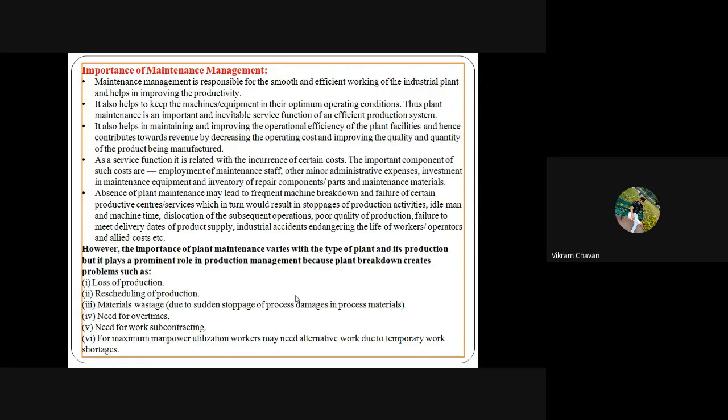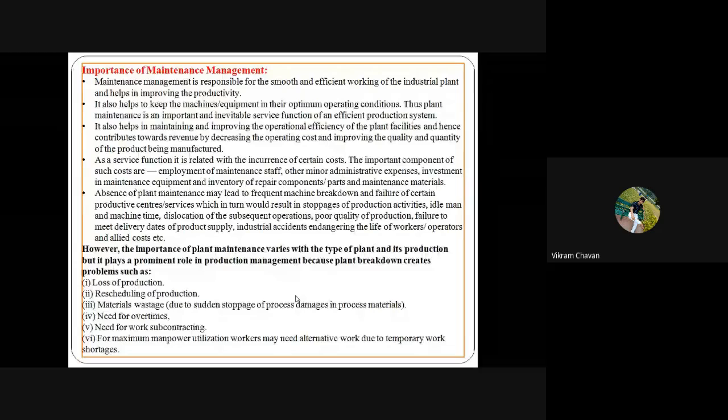Then absence of plant maintenance may lead to frequent machine breakdown and failure of a certain productive center's services, which in turn would result in stoppage of production activities, idle man and machine time, dislocation of the subsequent operations, poor quality of production, failure to meet delivery dates of product supply, industrial accidents endangering the life of workers and operators, and allied costs, etc.